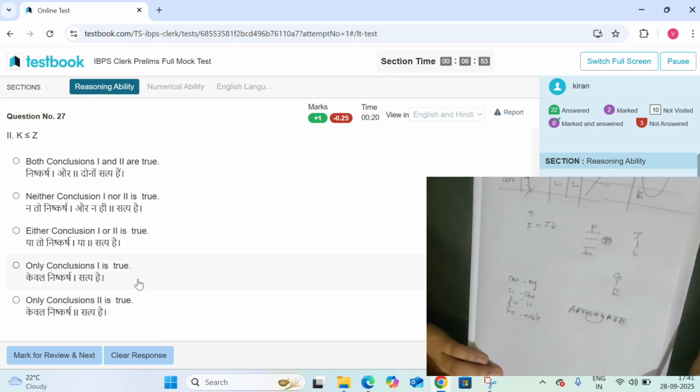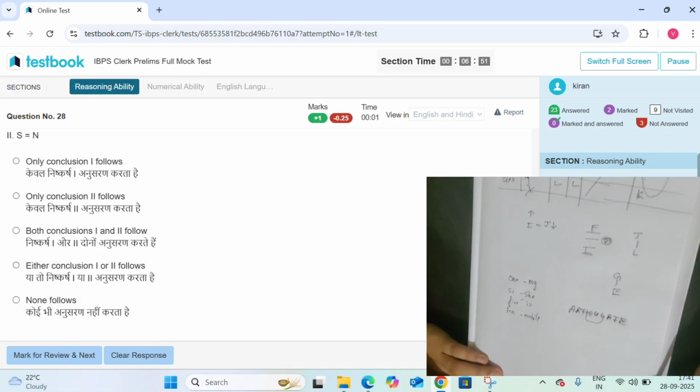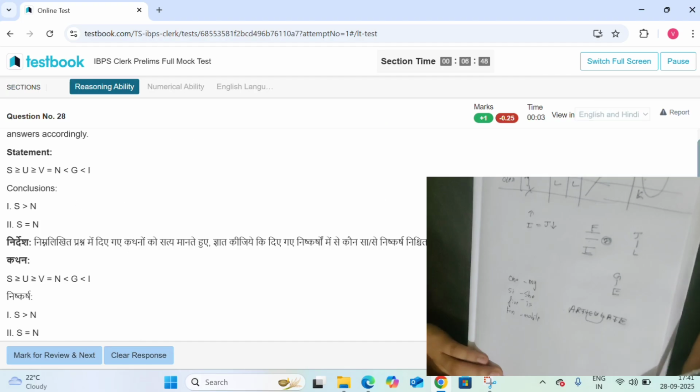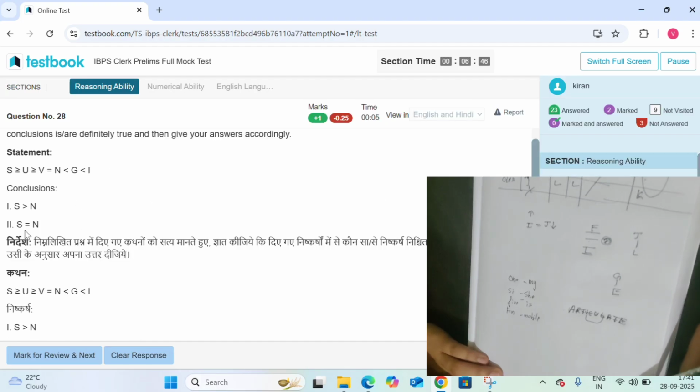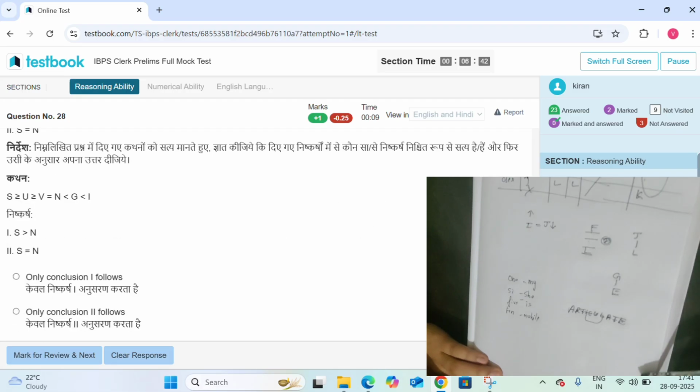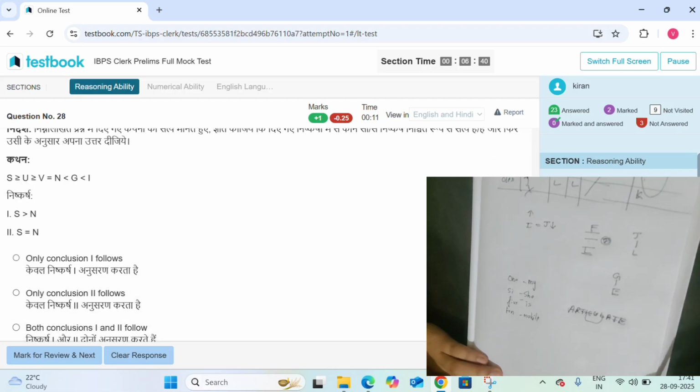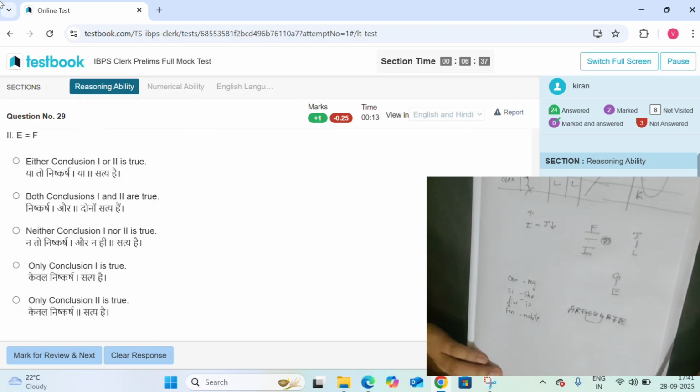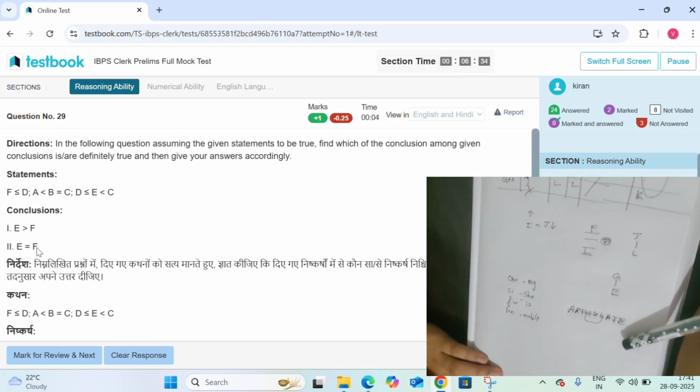Two follows. Okay. Next. S is greater than E. S is equal to N. Greater than N is equal to N S. Either one or two. Okay. Next question. E is greater than F, E is equal to F. E is greater than F, whereas E is greater than D, D is greater than or equal to F, S. Either one or two follows.